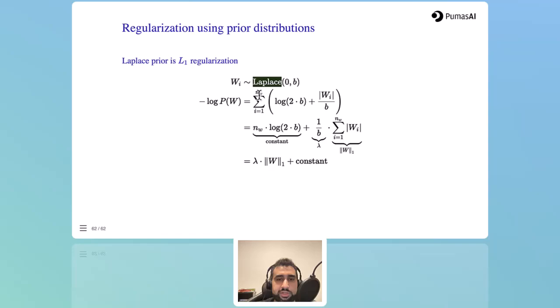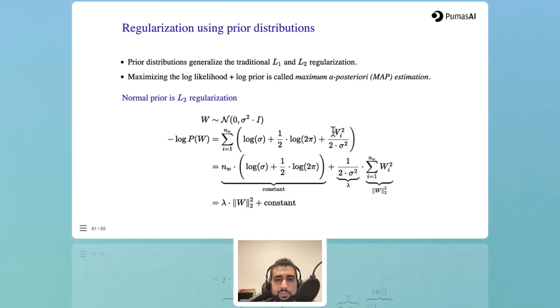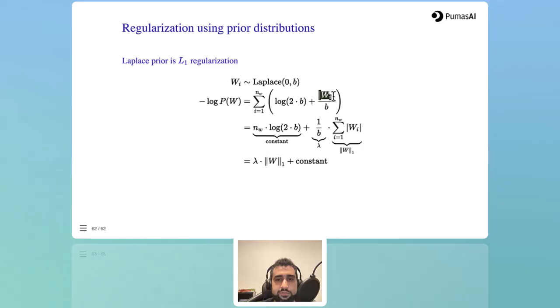The Laplace distribution has this specific minus log PDF, this function here. Essentially it's very similar to the normal distribution, but the key difference between them is that instead of taking the square of the weights here, we actually take the absolute value of the weights, and then the normalization constant will also be different. But that's essentially what the negative of the log prior looks like.